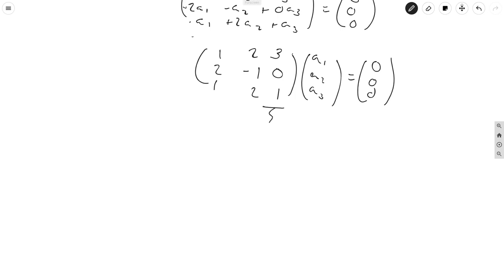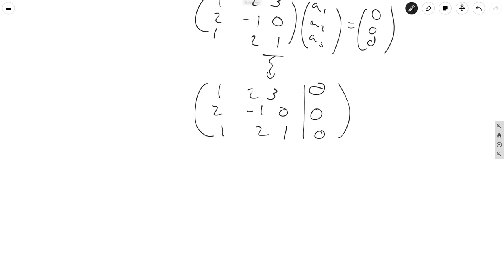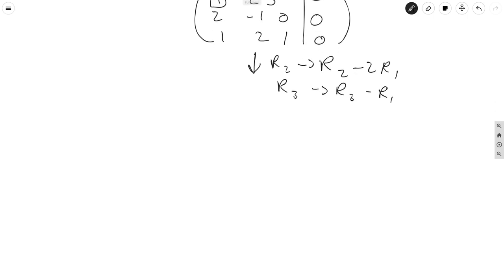But if we want to solve it, we really should turn it into an augmented matrix, which is rows (1, 2, 3), (2, -1, 0), (1, 2, 1), and then 0, 0, and 0. Okay? So from here, let's put in our pivot. We're going to send row 2 to row 2 minus 2 row 1, and row 3 to row 3 minus row 1. And let's see what that gets us.